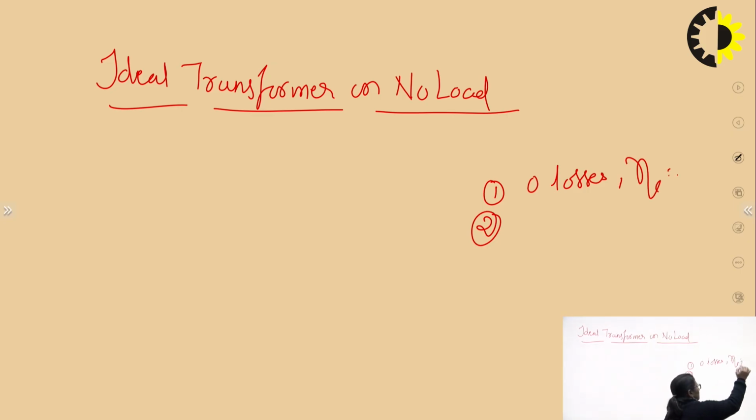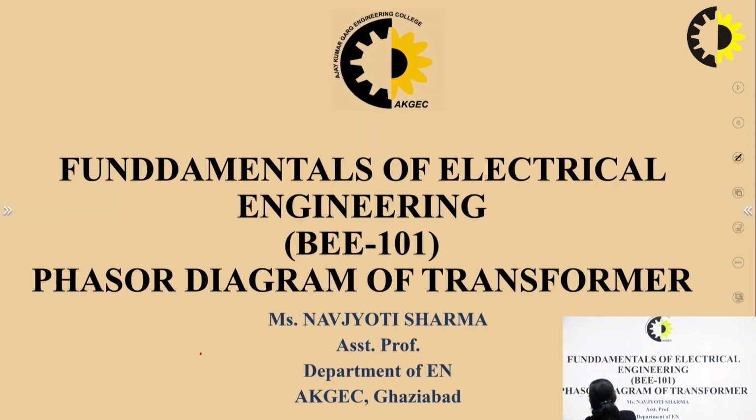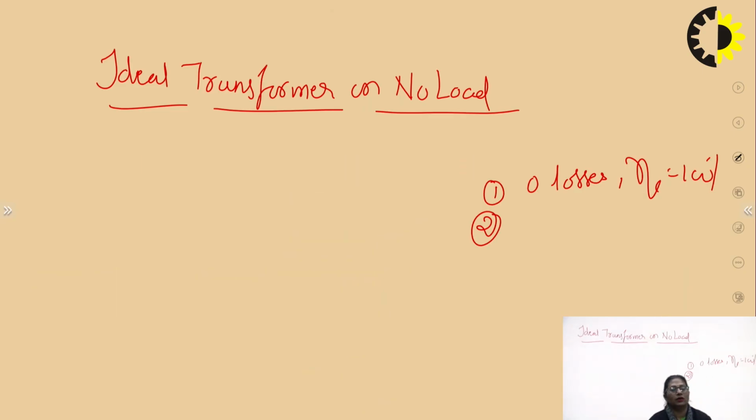Another property we want is that, if the efficiency has to be 100%, there shouldn't be any voltage drop. If there isn't any voltage drop, what does it mean? It means that the winding resistance is 0. So the second property should be that the winding resistance is 0, so that there is no voltage drop.